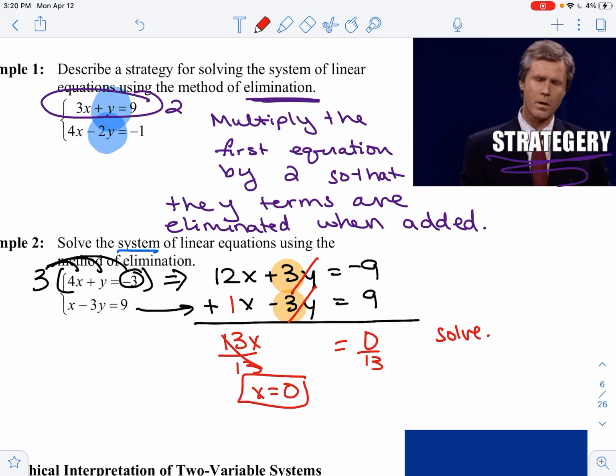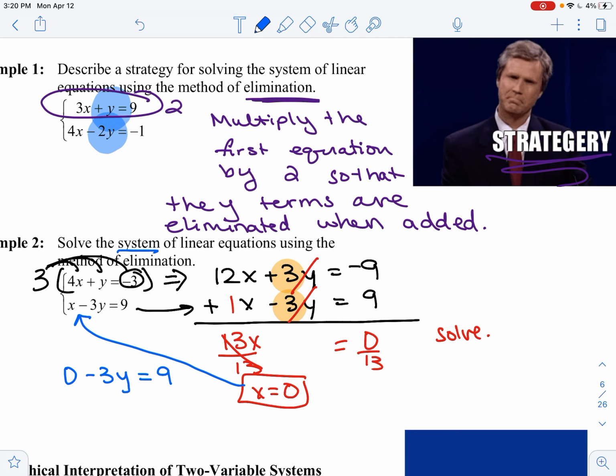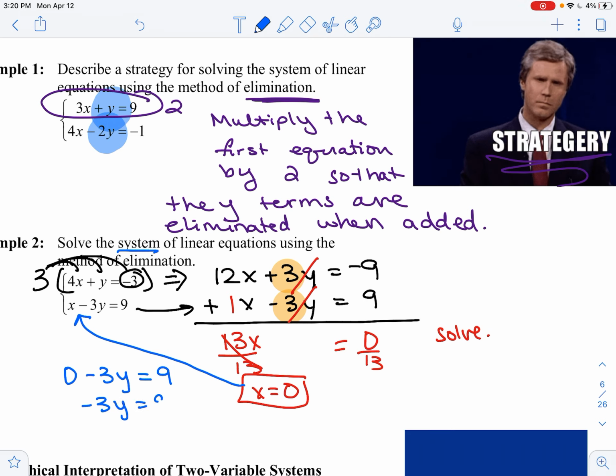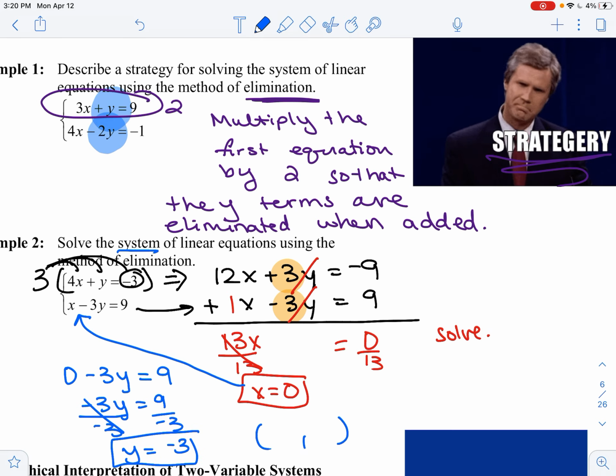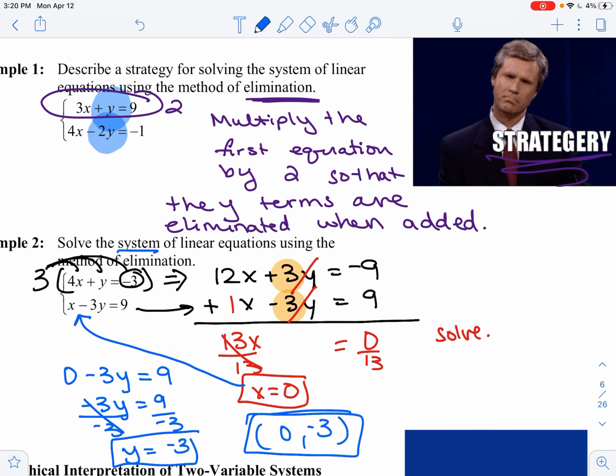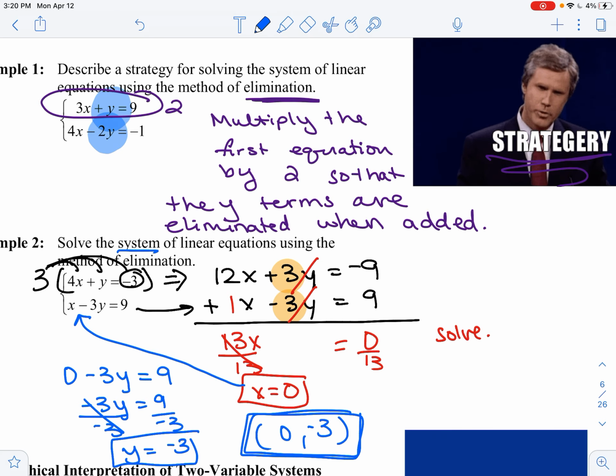Once we have that, we're going to plug it back into, or back substitute into, one of the original ones. I'm just going to plug it in right here. So I end up with x, which is 0, minus 3y equals 9. So negative 3y equals 9. If I divide both sides by negative 3, we get y equals negative 3. So my answer is the ordered pair. Remember, it always goes in alphabetical order. x comma y is 0 comma negative 3. And there is our solution by elimination.